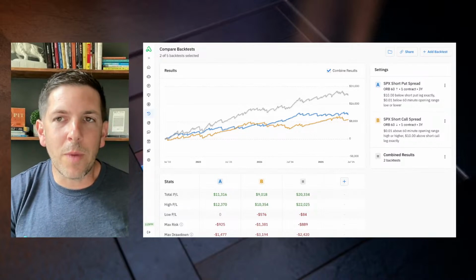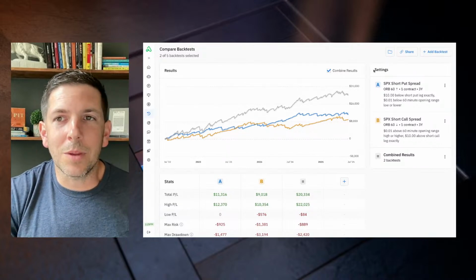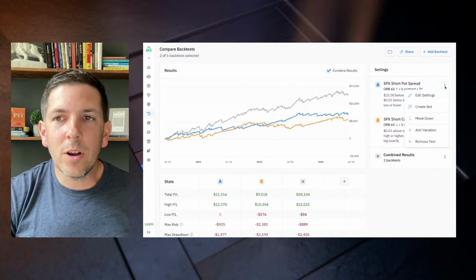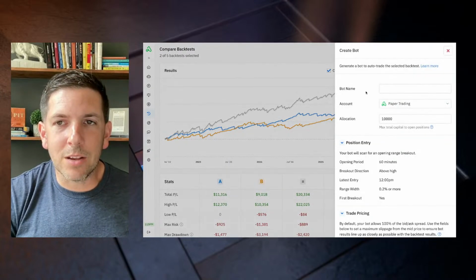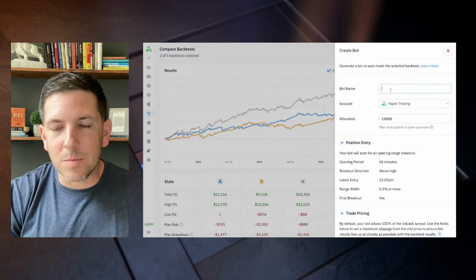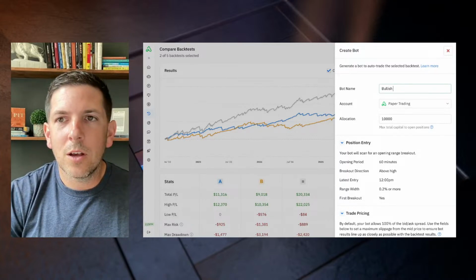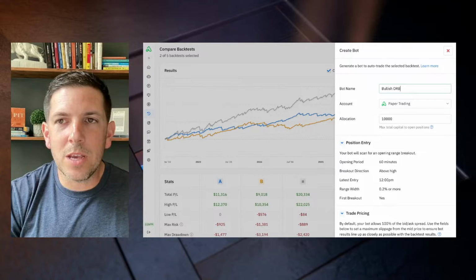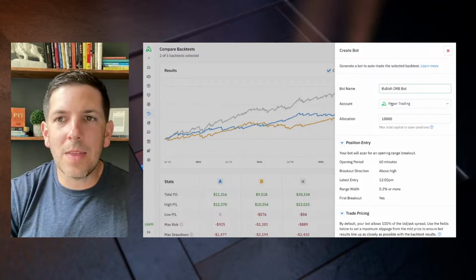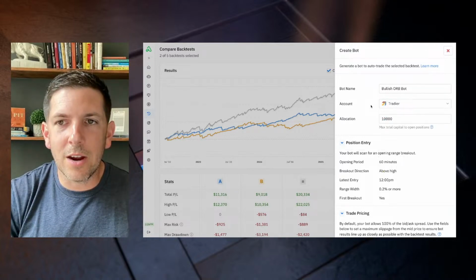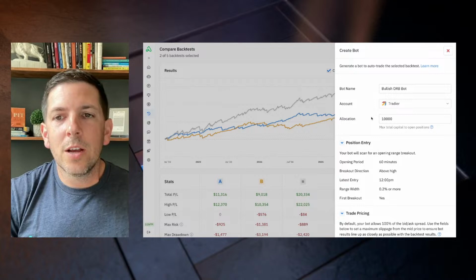So if you've already backtested it, or you've taken a backtest that somebody else has shared, and you like it, you can go over here to these three dots and create a bot for that particular backtest. You can say, this is my bullish opening range breakout ORB bot, right? And then you can connect it to your Tradier account, give it some capital, do whatever you want.